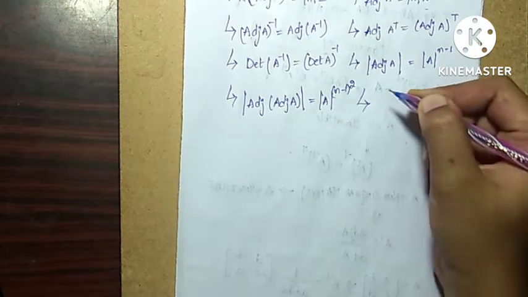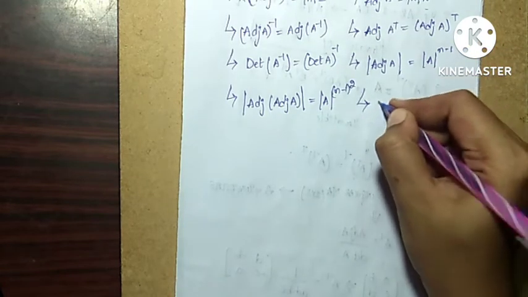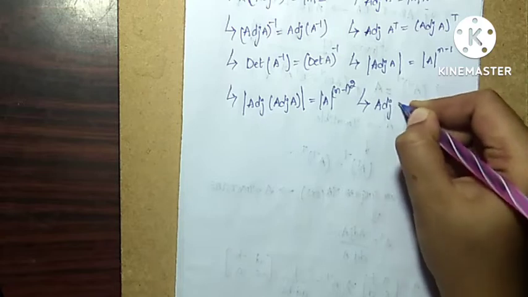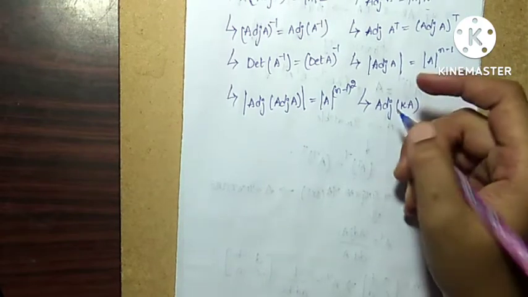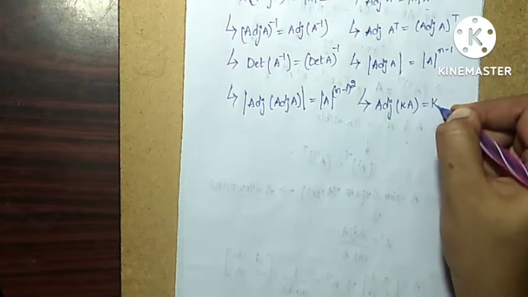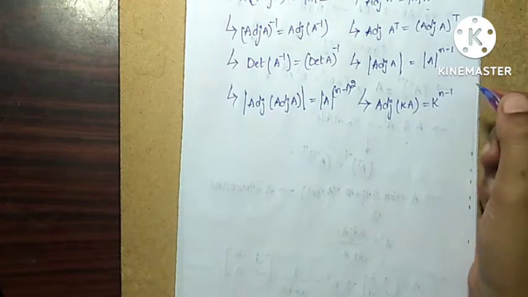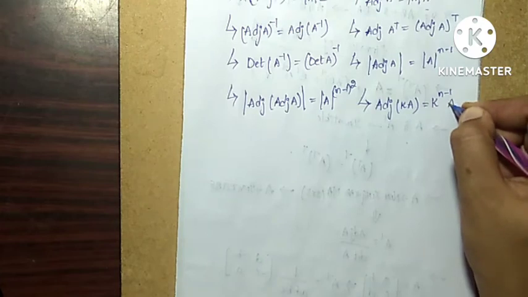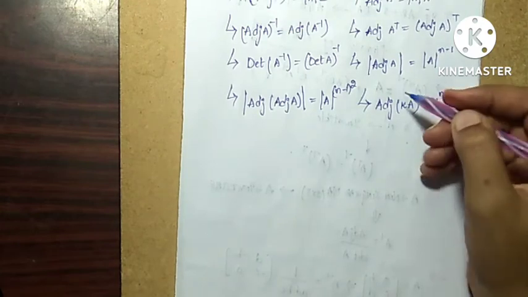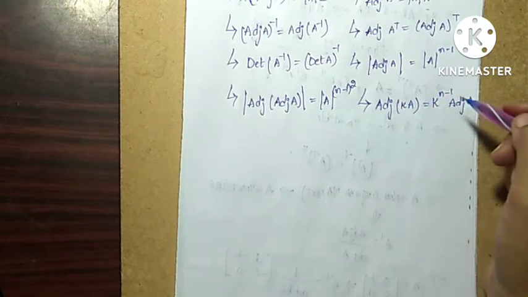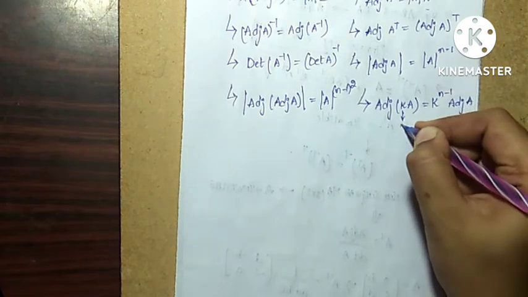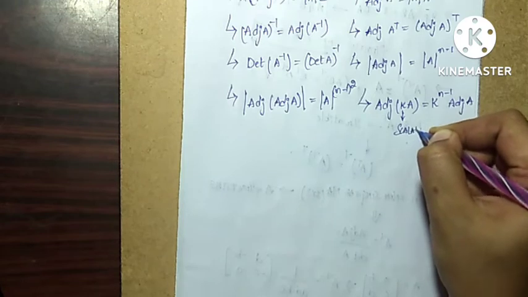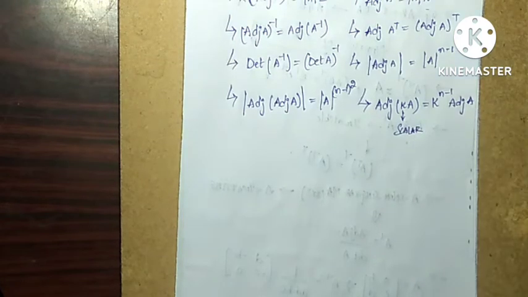Next, the eighth point is adj of KA, where K is any number or any constant, okay? That equals K to the power of n minus 1 adj A. Adj of KA is equal to K to the power of n minus 1 adj A. Here what is K? It is a scalar.